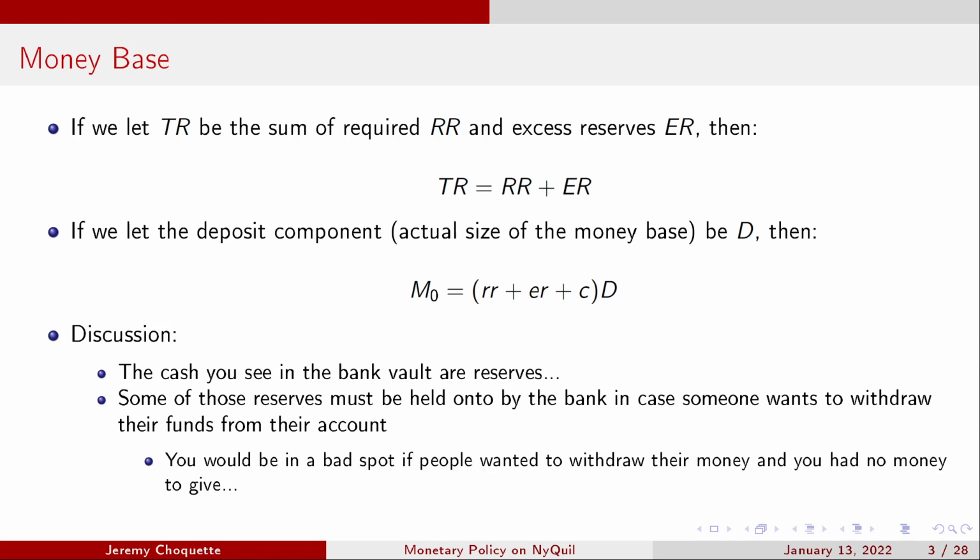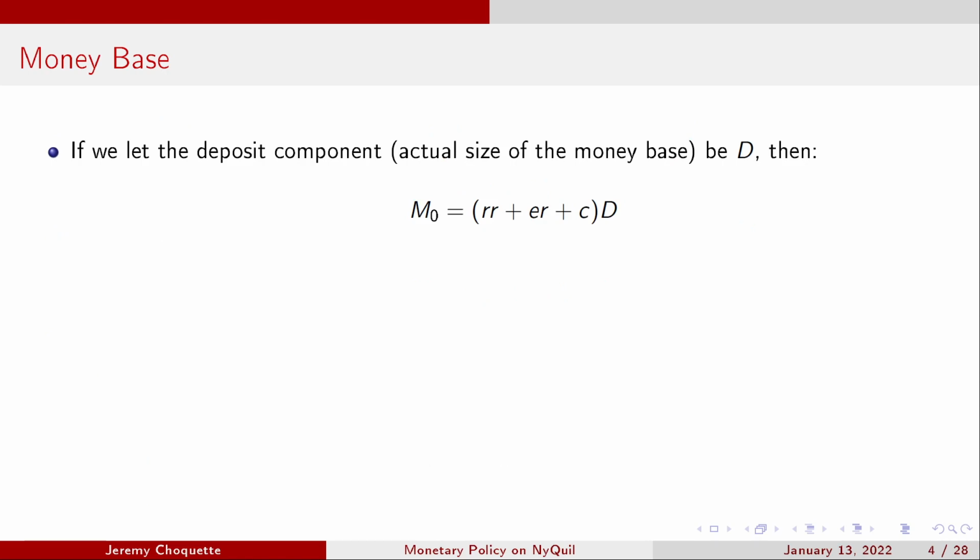So with these reserves, just a quick little discussion on the reserves. Some of these reserves, the required reserves, have to be held on to by the bank in the event that somebody wants to come in and withdraw funds from their account, because you'd be in kind of a bad position if, say, you were a bank and somebody came in and said, I want to withdraw all the money from my account, and you don't actually have any cash in your vault. You'd be kind of screwed. If you've ever seen that movie, It's a Wonderful Life, something like that happens in there.